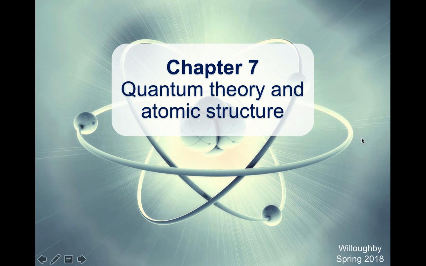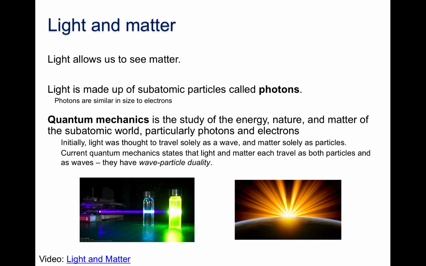Hey everyone, in this chapter we're going to talk about quantum theory and atomic structure. So the first thing we need to talk about is light. Light is what allows us to see matter, and light is made up of subatomic particles that we call photons. Photons are approximately similar in size to electrons, so they're very, very small, and their behavior is quite similar in terms of how they travel and move.